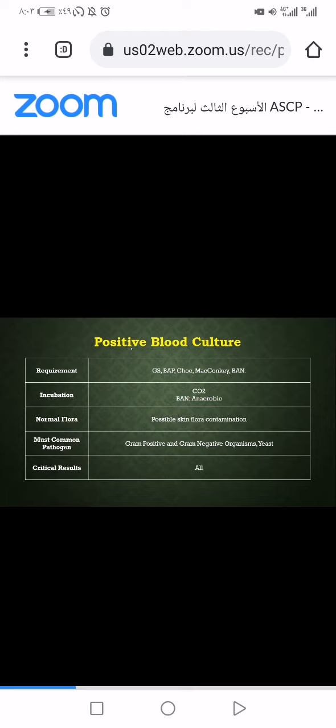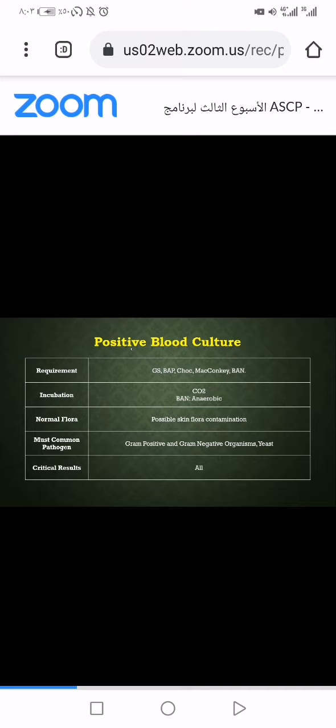يعني نستخدم بلاد شوكليت ومونكي، وحنستخدم انيروبيك بلاد اجار بليت. الديوريشن حيكون في CO2 والانيروبيك جار. النورمال فلورا ما في نورمال فلورا، لكن في possibility of skin infection. Most common pathogen, all the type of bacteria can grow in the blood culture. Critical results, all of them are critical. We should find all the results or all the growth.